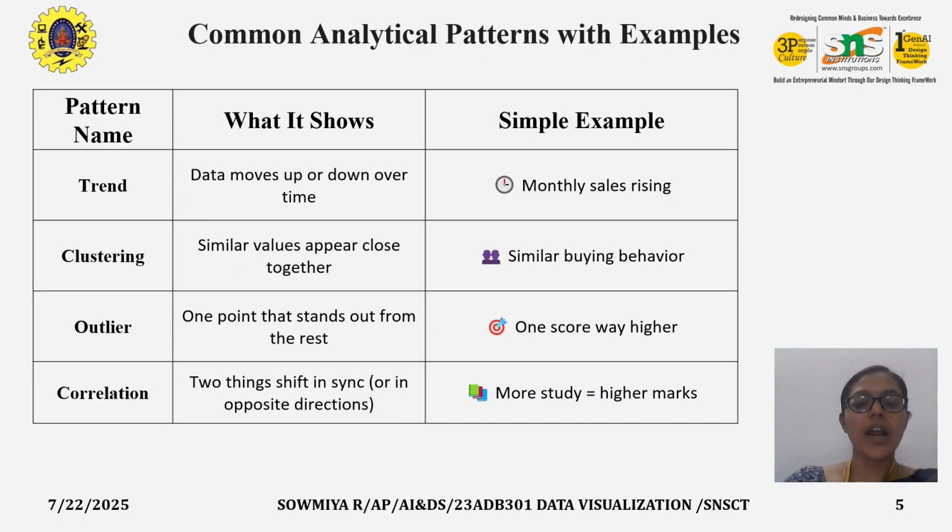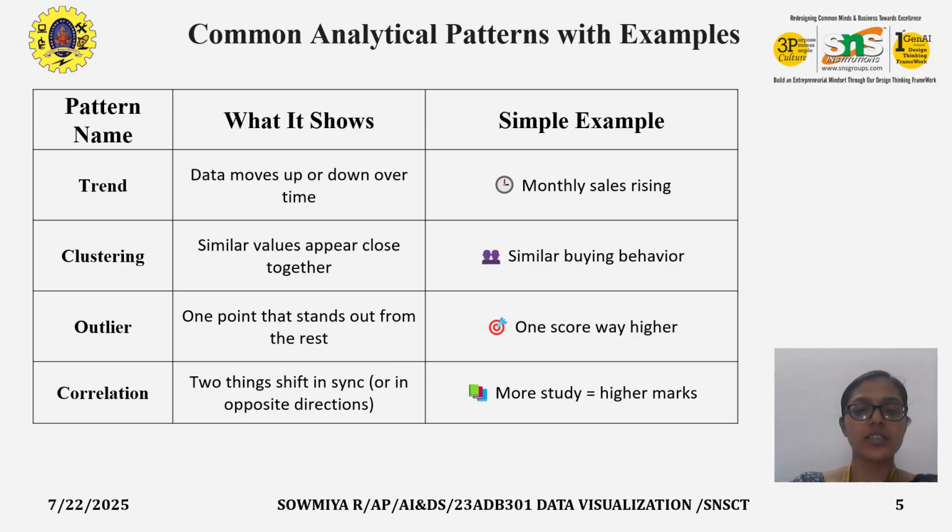Then, common analytical patterns with example. Now let's see one by one with example. First one is trend. A trend shows a direction in the data over time. For example, monthly sales might be increasing. That is an upward trend. If they're decreasing, it's a downward trend. We usually use line charts to show the trends.